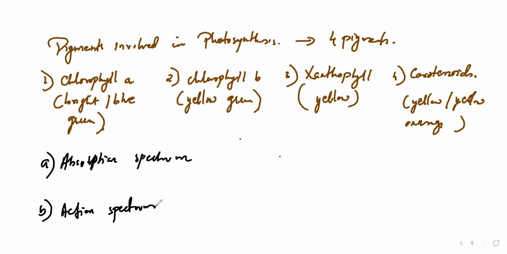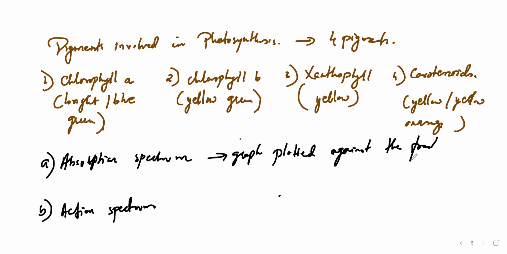See, absorption spectrum means whenever you are drawing a graph, certain changes will happen in that graph. So whenever you want to obtain an absorption spectrum, the graph will be plotted against the fraction of light absorbed by that particular pigment.